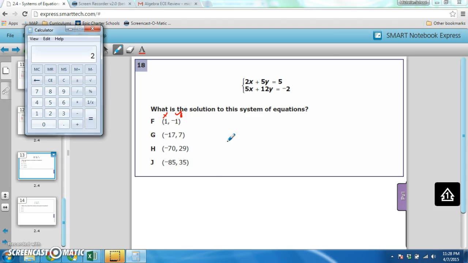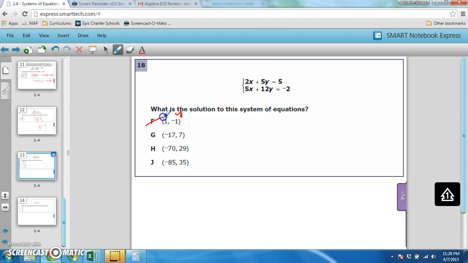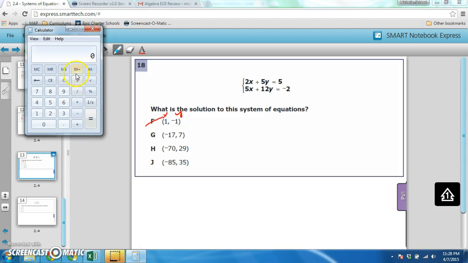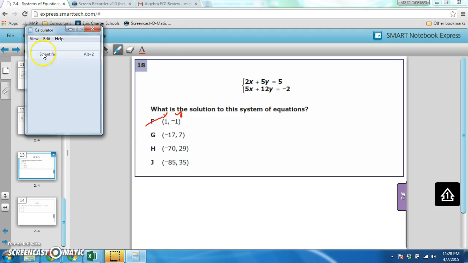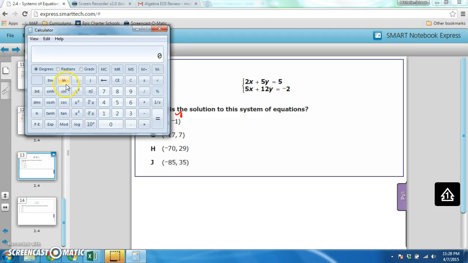You would do 2 times 1, because that's my x, plus 5 times negative 1. So this would be 2 plus negative 5 would be negative 3. So that does not solve that one. So we can automatically eliminate that one and go to the next one. So let's look at the next one. Maybe this is what we need to use.